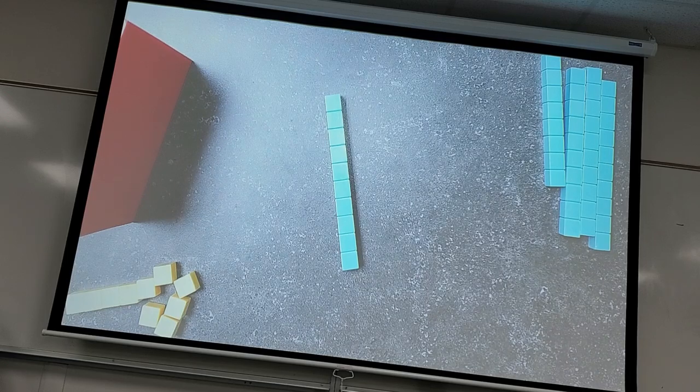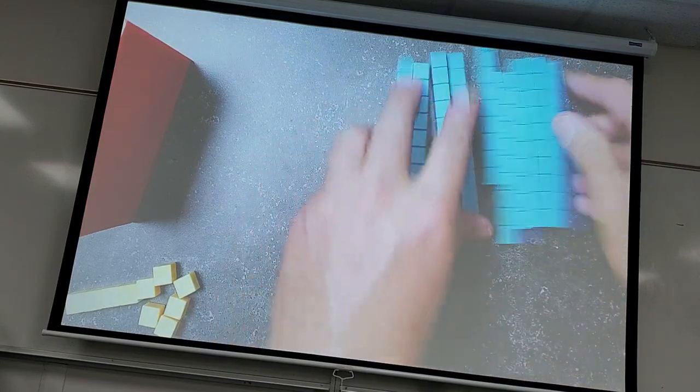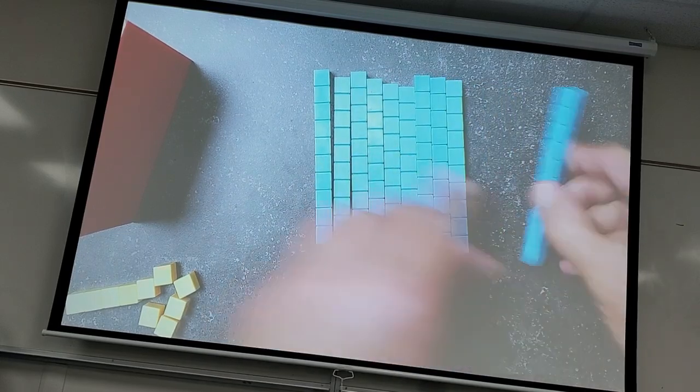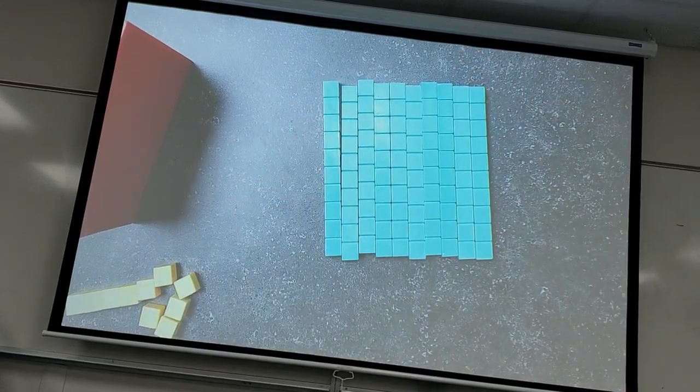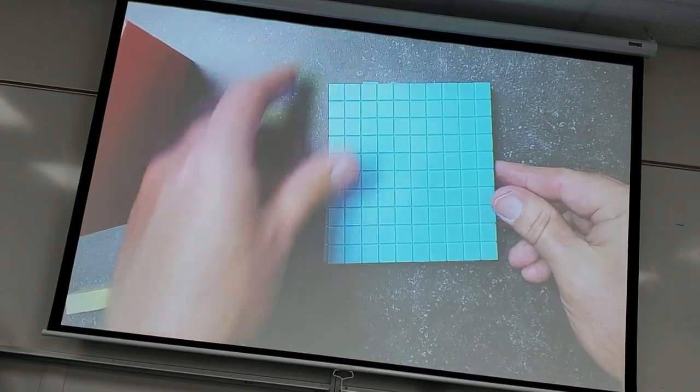Right? Okay, I like it. So of course, if I put 10 of these things together, what is that? 4, 8, 9, 10. If I put 10 of these together, it makes one of those, right? You guys are right. Okay.